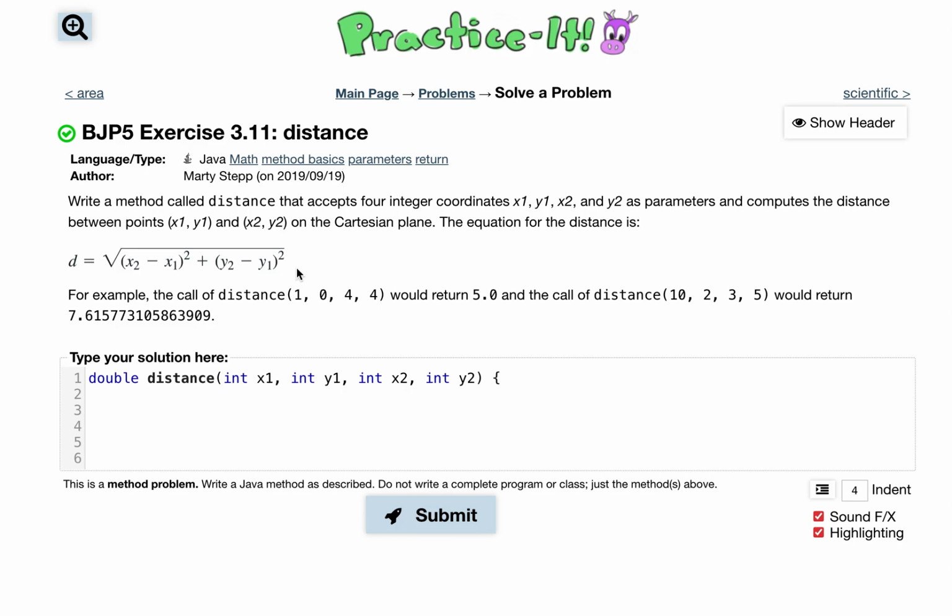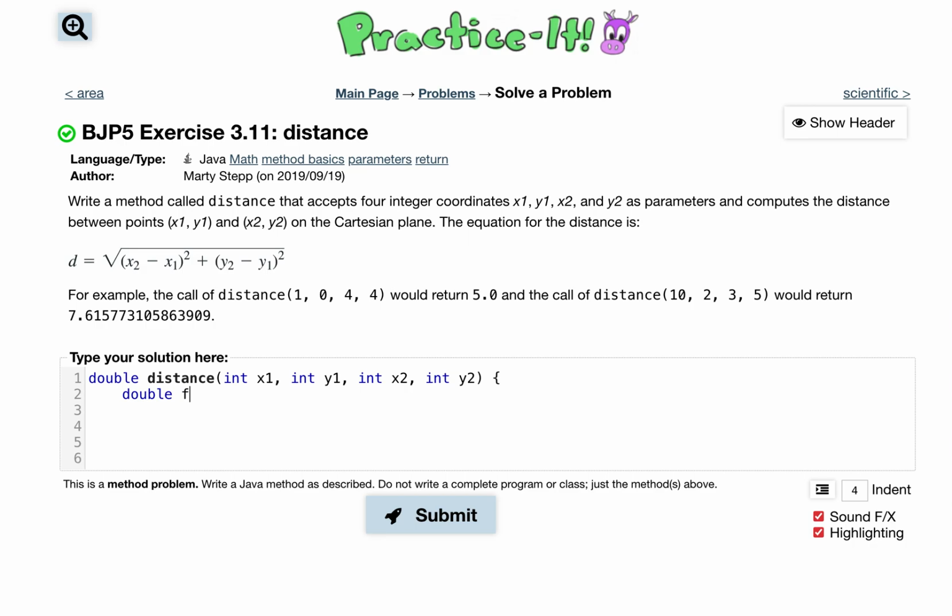Now, there are a couple of ways to do this. So the way I'm going to be attempting this is by first creating a variable that has x2 minus x1 squared, and then creating a second variable for y2 minus y1 squared, and then square rooting the both of those. Now, Java doesn't have those types of math, so instead we're going to be setting them using math.pow and math.square root. So let's get started.